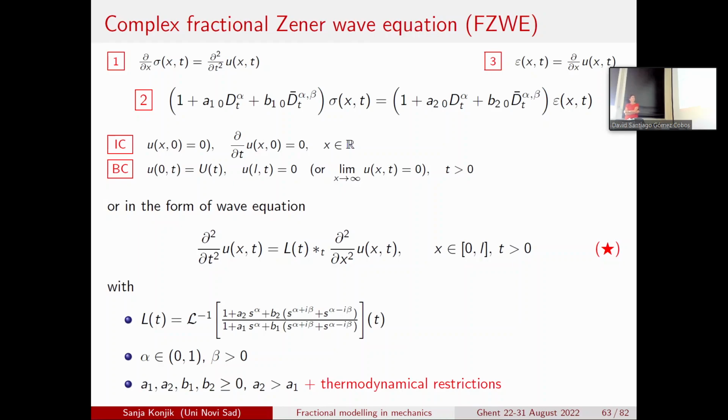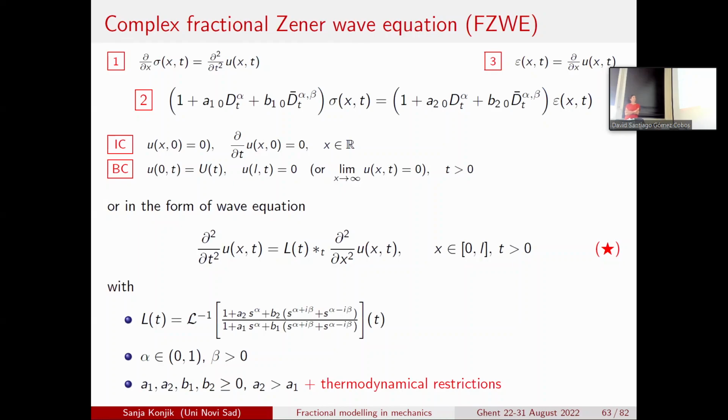So either a bounded domain, so let's say imagine a rod of finite length, and then you have on one end prescribed displacement, and on the other end it is 0. Or if you have, let's say, a rod with one end and the other end is free, so unlimited, then when you let x tend to infinity, you have that displacement is 0. So these two different types of boundary conditions, those are two different problems.